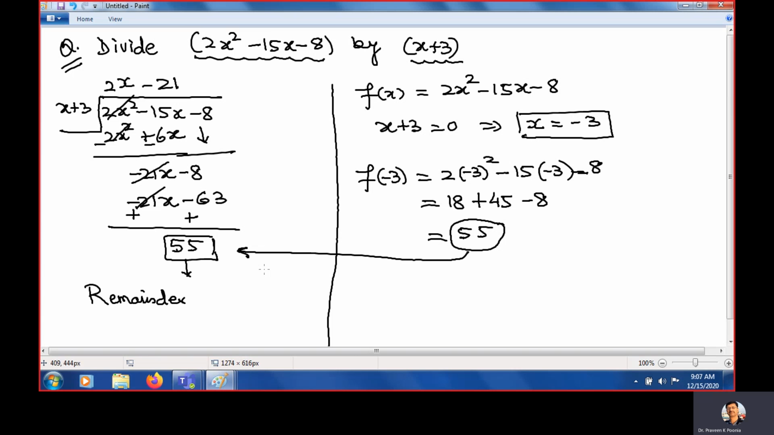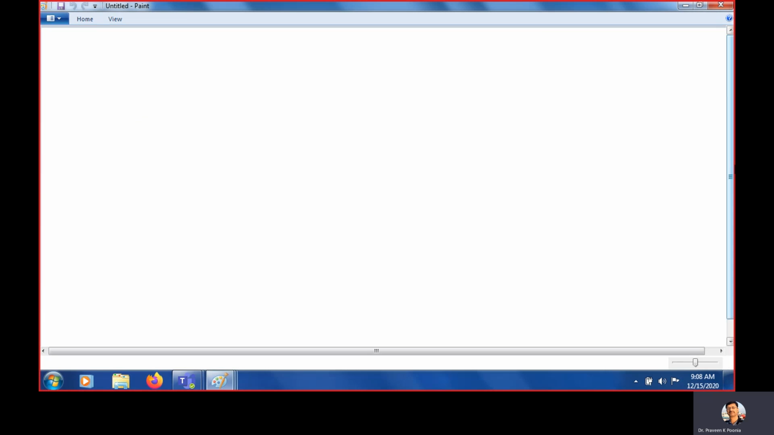The meaning of this is, if we want to divide any polynomial by another polynomial, then by putting the divisor equal to 0, you can get the value of x. Clear? If you evaluate the functional value of f(x) at this x equal to minus 3, you will get the same remainder whatever you get by the division of polynomials. Okay, so this is a new concept. Please remember this concept. Okay, no problem. Now we are going to use this concept in more questions. But before that, we will study the remainder theorem.